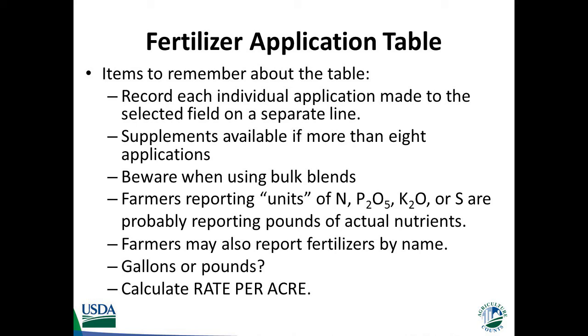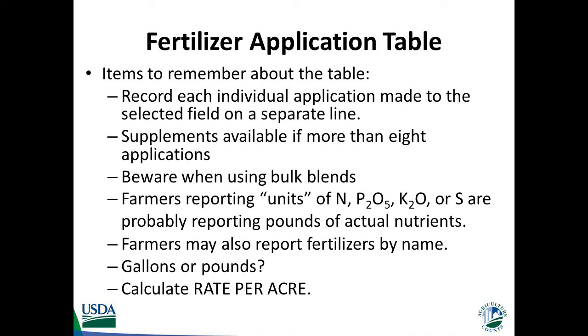Farmers reporting units of nitrogen, phosphate, potash, and sulfur are probably reporting pounds of actual nutrients. Farmers might also report fertilizers by name rather than by percent analysis. The respondent booklet shows some of the more common fertilizers with their usual analysis, so be sure you have the respondent booklet ready. The fertilizer table in the respondent booklet also provides information on liquid versus dry forms, so you will know whether to record the application rate in gallons or in pounds.